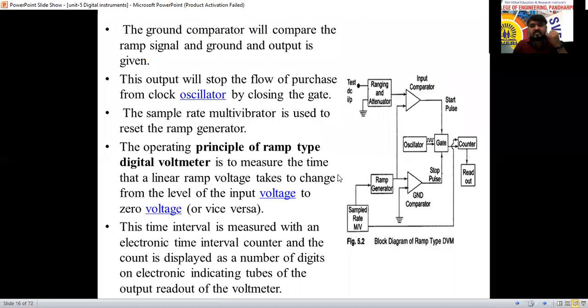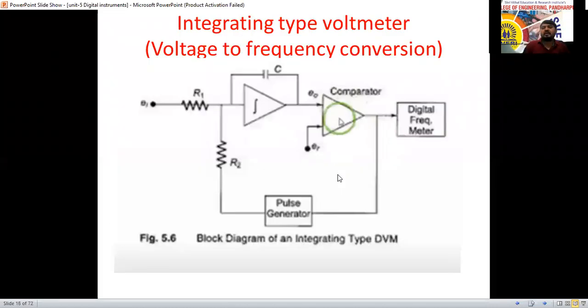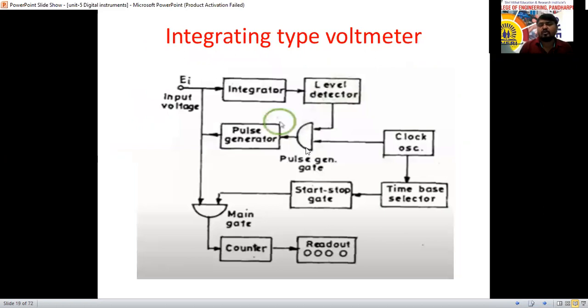So the next device is called the integrating type voltmeter. Here we are going to use an integrator. If you know the charging and discharging of the capacitor, then you will easily understand this. The integrating type voltmeter is also called the voltage to frequency conversion method. This is the block diagram we are going to use here.